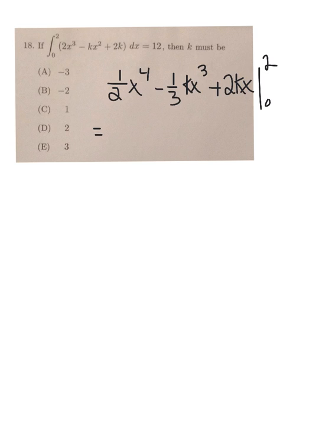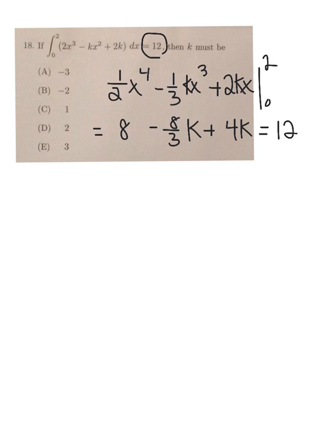All right, so let's plug in the 2. And in the first one, that's going to give me 8. In the second one, that's going to give me 8/3 k plus, that'll be 4k, right? Now, if I plug in 0, by the way, I'm getting nothing, so I'm not going to plug that in. Now, I did purposely overlook the fact that they told me that it was equal to 12. So right now, I'm going to set this equal to 12.